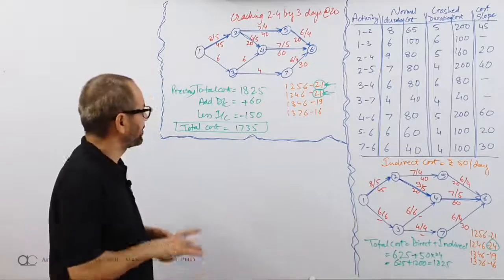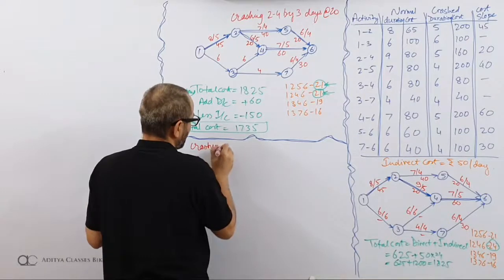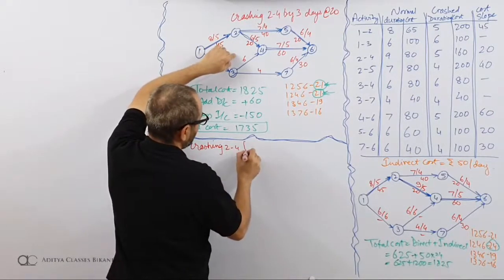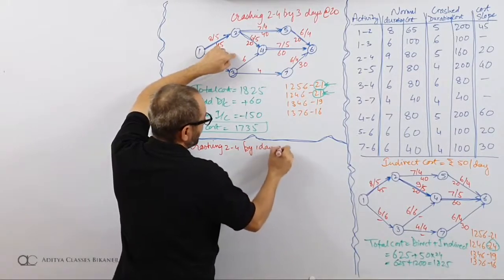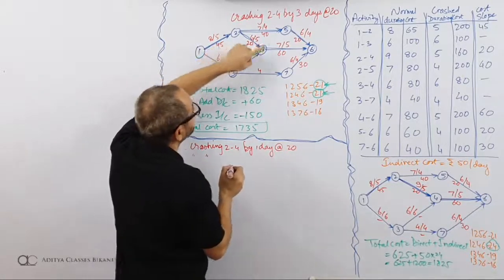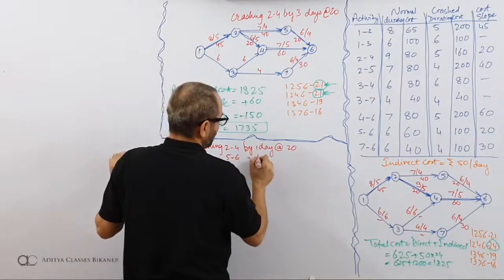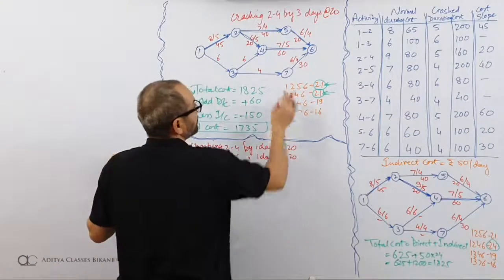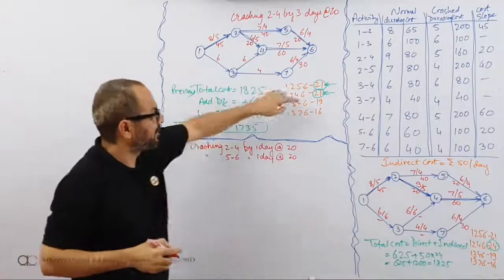So what will be my statement? My statement will be crashing 2, 4 by 1 day at rate of 20. Then we will say crashing 5, 6 by 1 day at rate of 20. This is the first step where both these separate paths come down by 1 day. 21 comes down to 20.